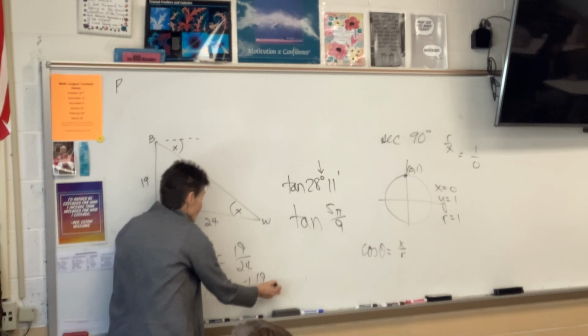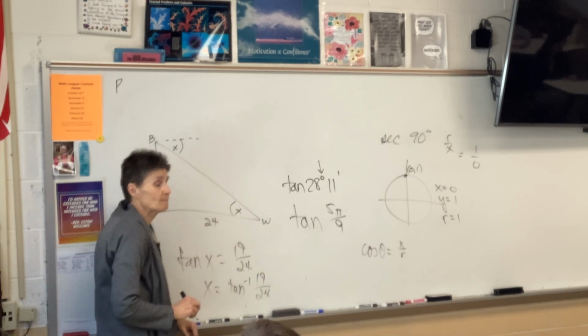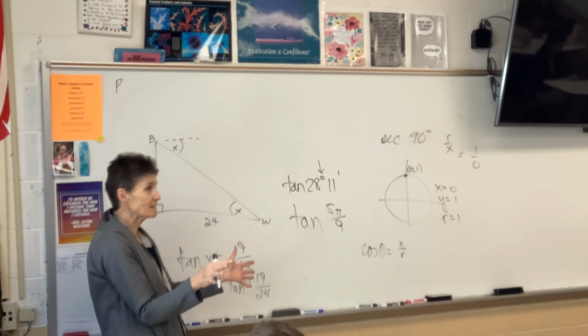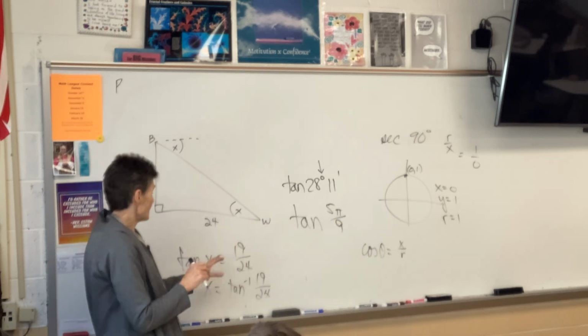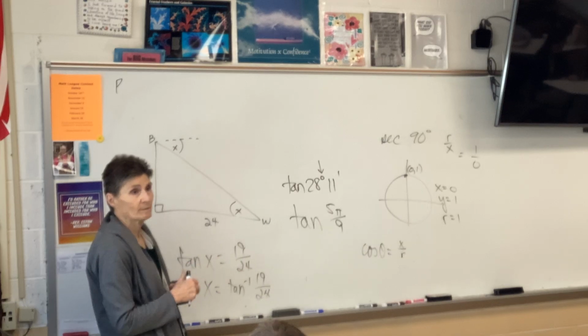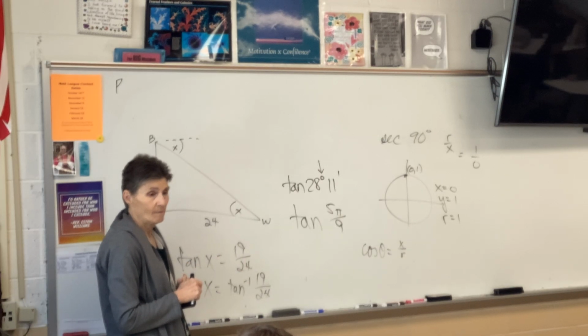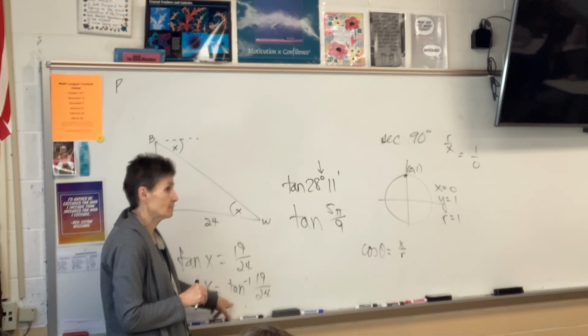To find an angle, I need the inverse function. If I am in degrees, I will get one answer, which is perfectly fine. If I'm in radians, I'll get another one, which is perfectly fine. When I type that in my calculator.